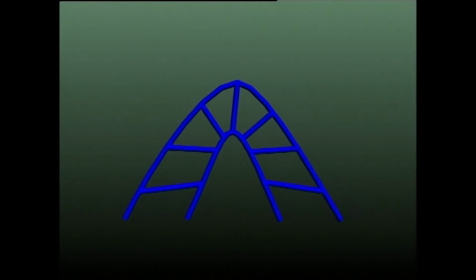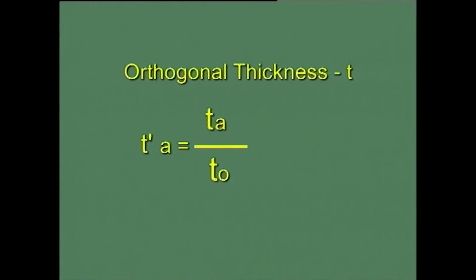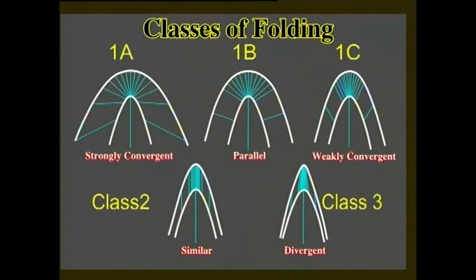Ramsay introduced another parameter he called t dash alpha. The orthogonal thickness at the hinge is t0, where the dip is 0, and t alpha on the limbs where the dip is alpha, and t alpha by t0 he described as t dash alpha. He put the value of t dash alpha along the y axis and the angle alpha along the x axis for all the classes of folds he described.